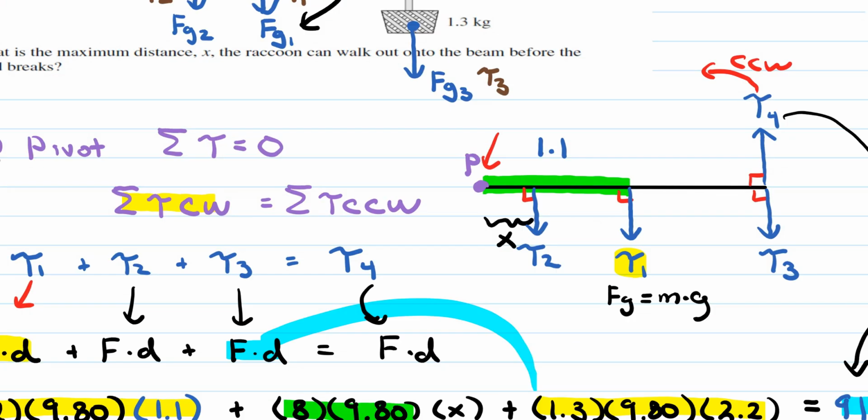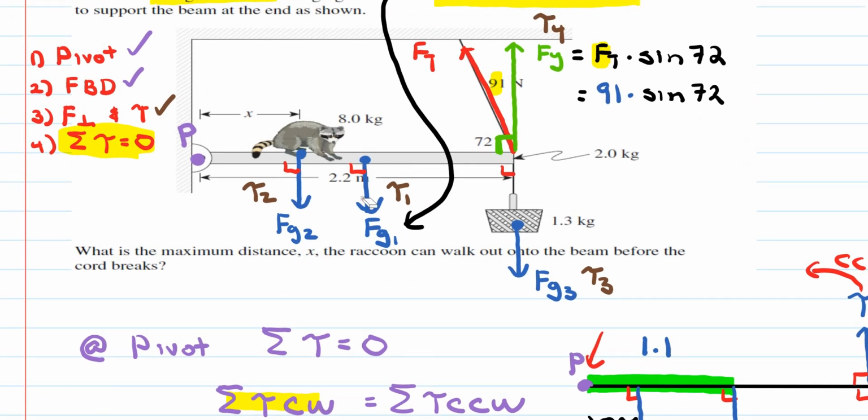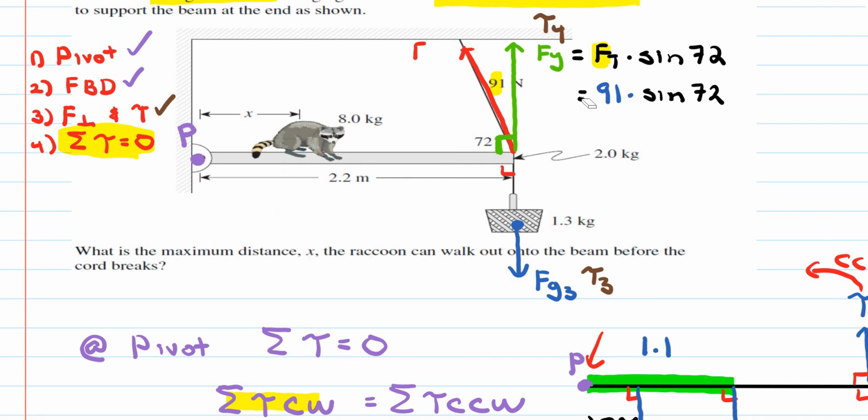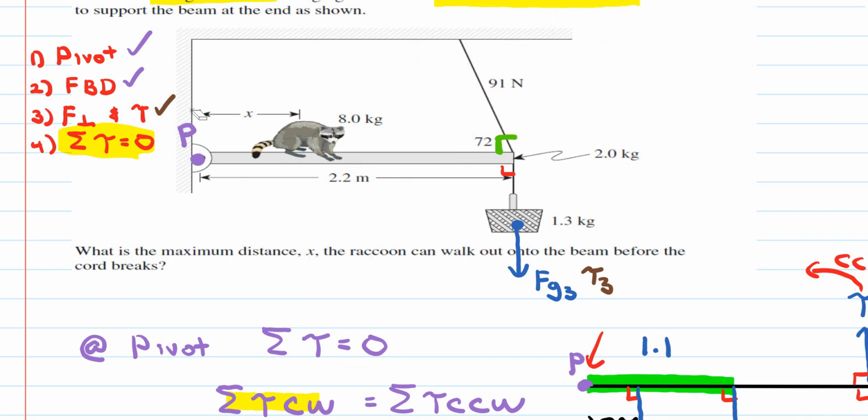Okay, so if I go back to the original diagram right here, what we're saying is that this raccoon can go a maximum distance of 1.80 meters from that pivot point. And if it goes any further than that, then this whole beam will probably break apart and it's no longer in rotational equilibrium. So the maximum distance that this raccoon can walk out is 1.80 meters.